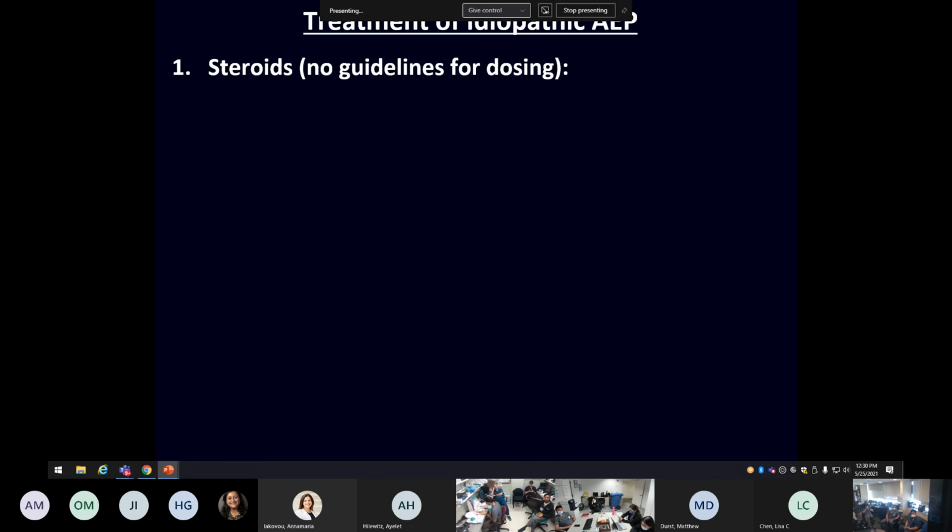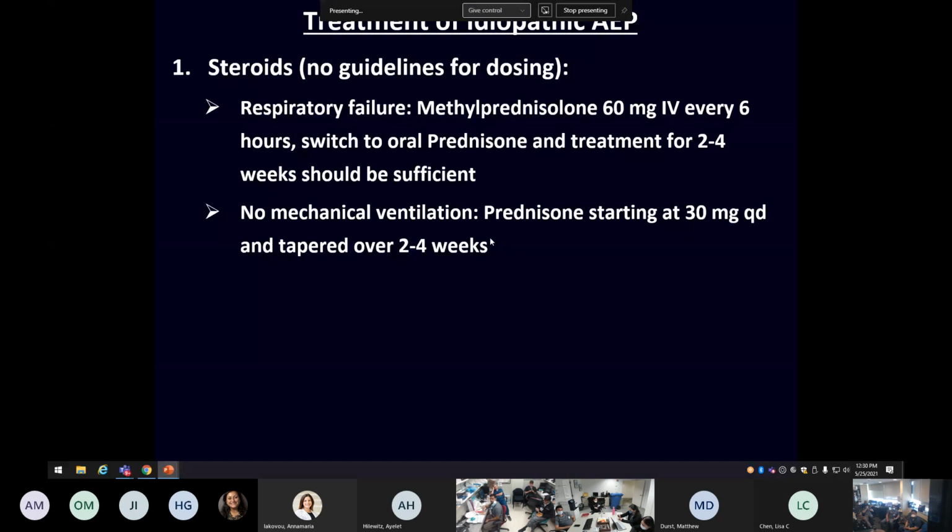It's just steroids. There's really no guidelines for dosing. Some people use 1 mg per kg. Some people do a modified pulse steroid, like a quarter pulse steroid dosing. It has been documented 60 milligrams Q6 of Solu-Medrol, which is about 240 milligrams daily. And then once they improve, you can switch them to oral prednisone, and 2 to 4 weeks should be sufficient. Contrast this with chronic eosinophilic pneumonia, where they require a much longer duration of steroid treatment.